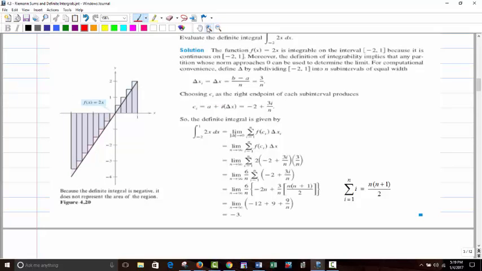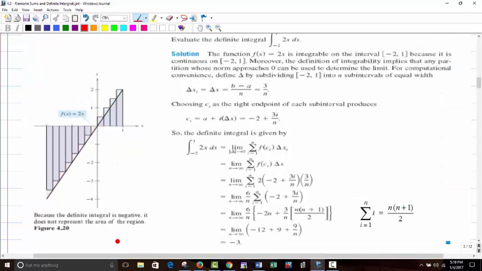Now, as it mentions over here, we'll see more about this, when you evaluate a definite integral, the answer can be either positive, negative, or 0. However, if the problem is supposed to be defining area, you must get a positive result. So there's some modifications to make this work right. Now, of course, we're not going to do it with the rectangles.